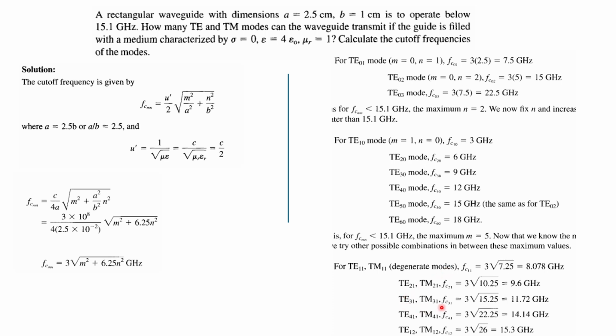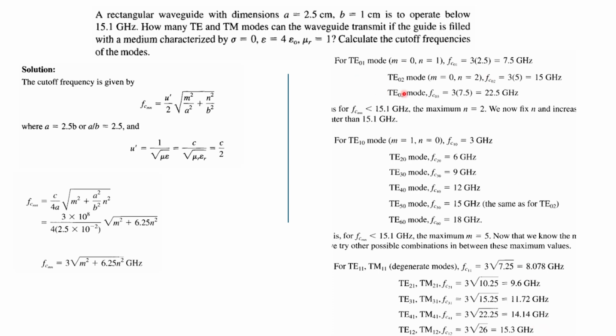Similarly, TE31, that is m equal to 3 and n equal to 1. Now the final value is 11.72. Will it propagate? Yes. Similarly, 4, 1, m equal to 4, n equal to 1. So here it is 14.4. Will it propagate? Yes. Further, 1, 2 or 2, 1, if you put the values here, you will get 15.3, which is higher than 15.1. So the other modes will not propagate.